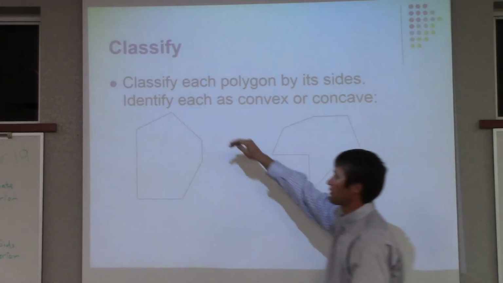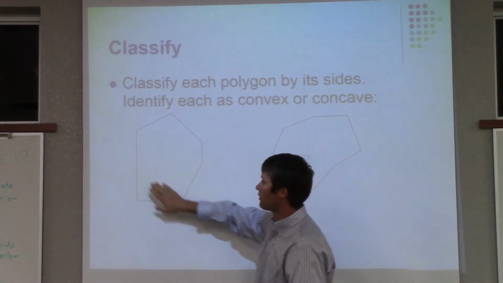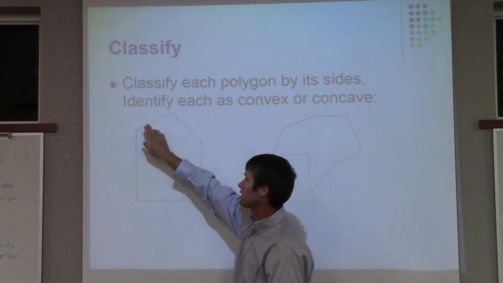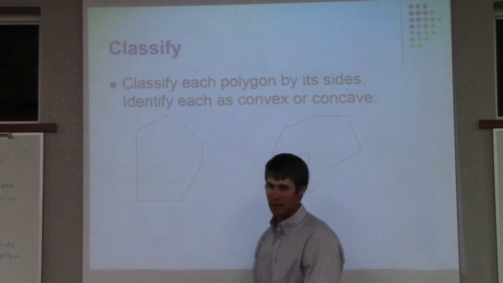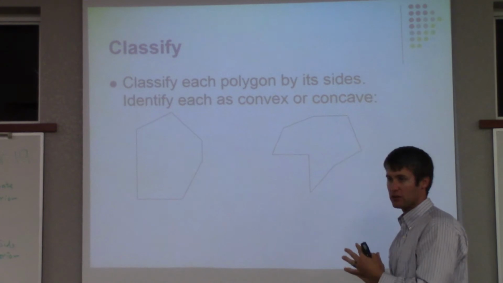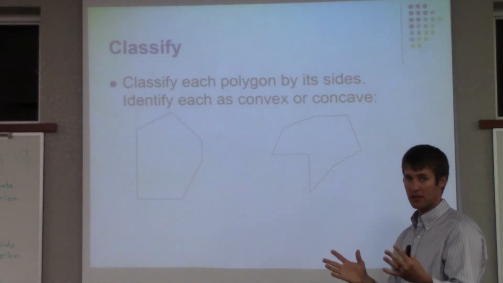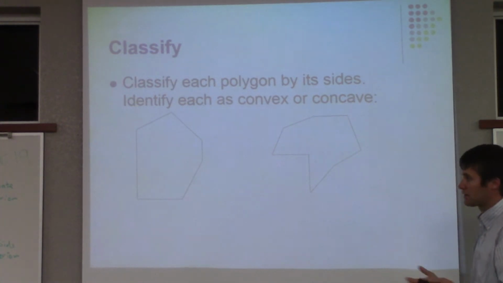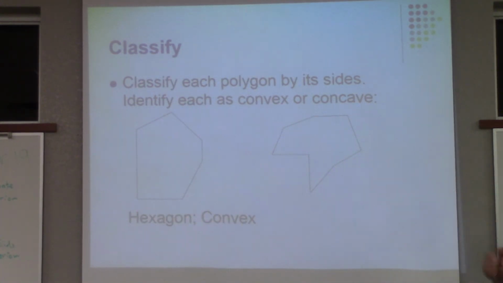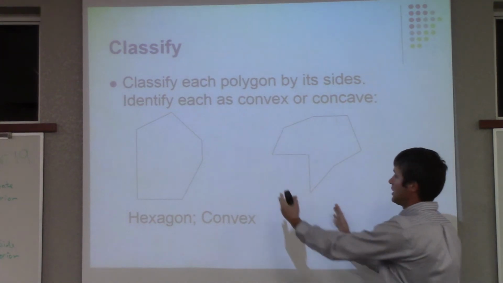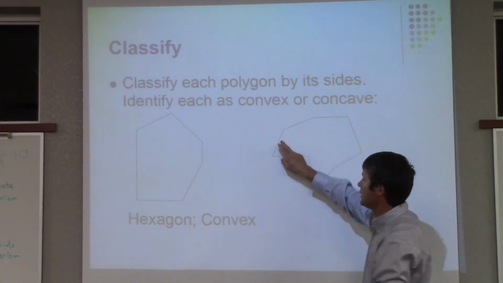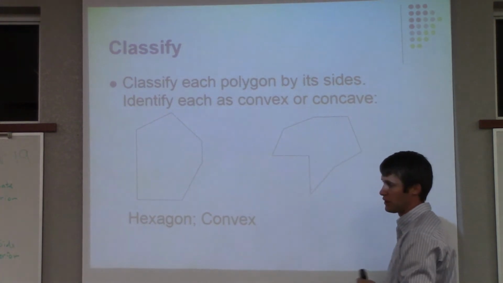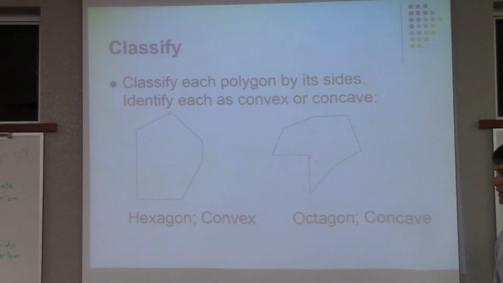So if I look at it, this is a 1, 2, 3, 4, 5, excuse me, 6-sided figure. They all point out, so that'd be convex. So we'd say a convex hexagon, or a hexagon that's convex, either way. Here, this is definitely concave. We have these pointing in. Then we count 1, 2, 3, 4, 5, 6, 7, 8-sided figure. So it'd be an octagon, and that'd be concave.